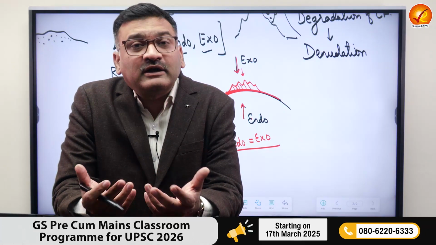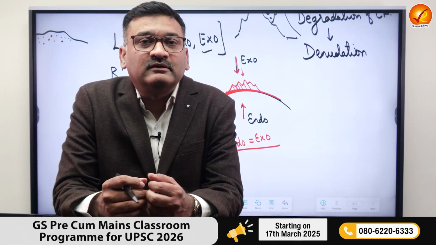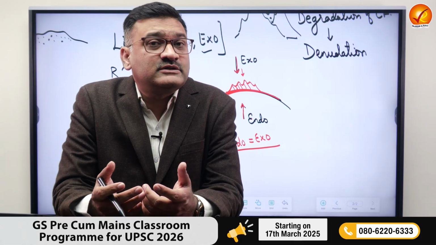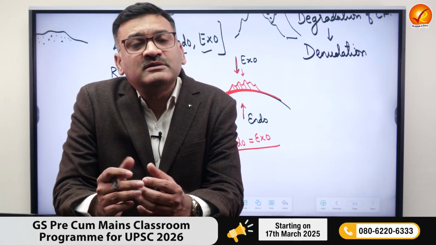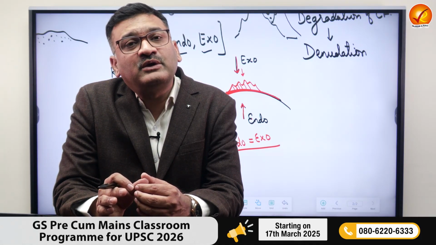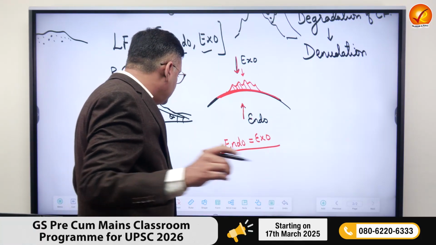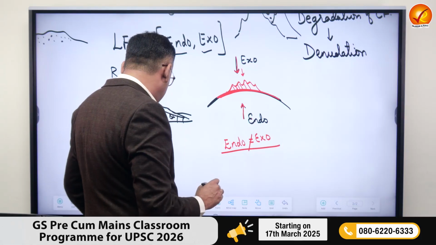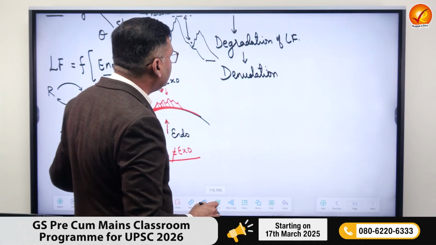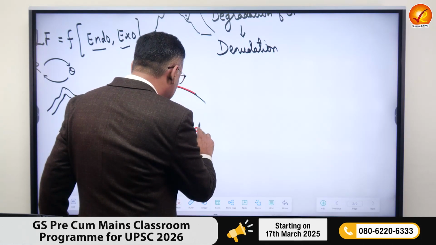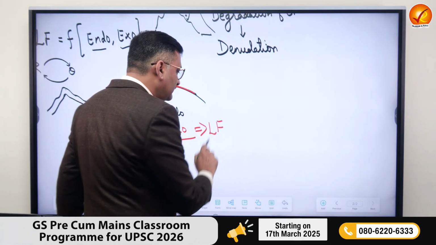But it is not happening in this way, right? The intensity and rate of endo is not the same at all the places. Similarly, the intensity of exo is not the same at all the places. Thus, we'll say that there exists an imbalance between endo and exo. And what is the result of this? This is going to result in development of landform.